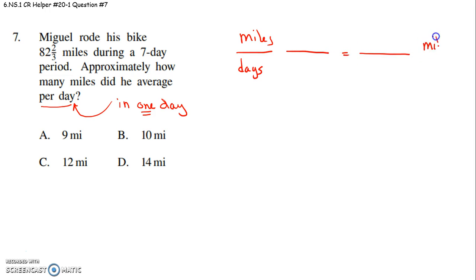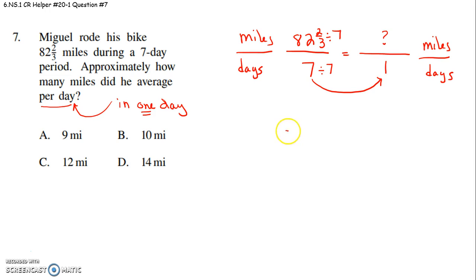equals miles to days. I'm going to do 82 2/3 miles in 7 days would be how many miles in just one day? That means how many does he average each day? So then I look, I know something about my denominator. So I say, how do I get from 7 to 1? Oh, 7 divided by 7 is 1. Well, if I'm going to divide the denominator by 7 here, I have to also divide the numerator by 7. So I have to take 82 2/3 and I have to divide that by 7.